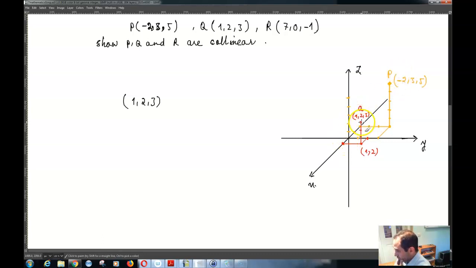So this is the point P, this is the point Q, and the point R is basically this point over here. So you want to go 7, 0, and -1. So 7 would be along the x-axis. 1, 2, 3, 4, 5, 6, and 7. So you have this 7 units along the x-axis.